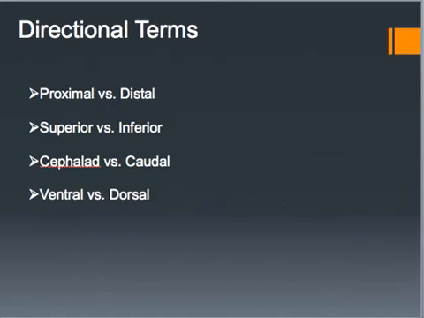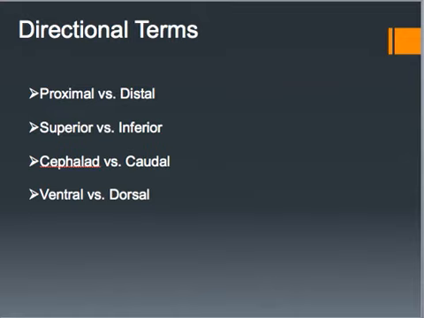Also, make sure that you know some of the directional terms. So proximal versus distal. Proximal means closer to midline, and distal means further away from midline. So an example of that would be the wrist is distal to the elbow, and the elbow is proximal to the wrist. Also, superior versus inferior. Superior means above, and inferior means below. So an example of that would be the femur is superior to the tib fib, or the foot is inferior to the ankle because it's below.